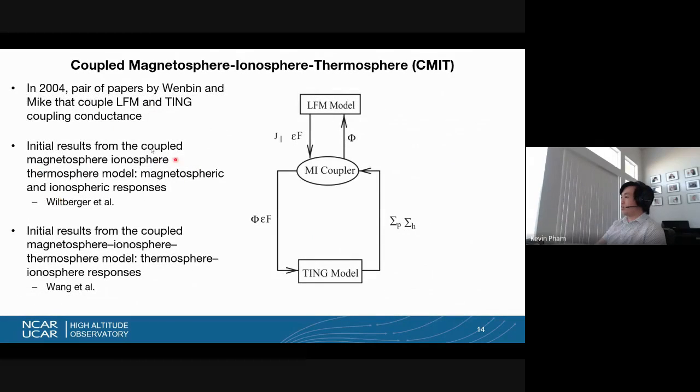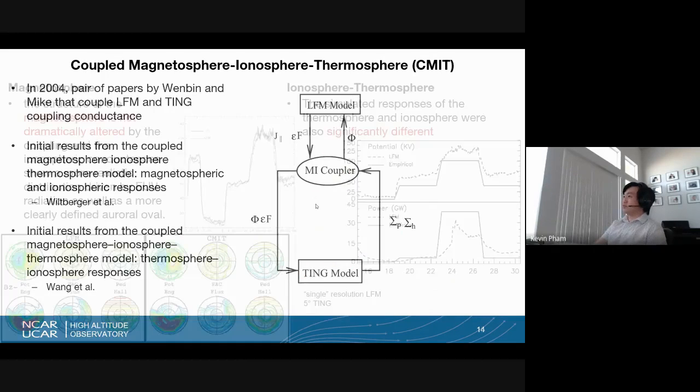Mike Wiltberger looked at the magnetosphere side of things, and Wenbin Wang looked at the ionosphere thermosphere side of things. The way that it works is that LFM provides the field line currents to the magnetosphere ionosphere coupler. The coupler solves for the potential and passes the potential to LFM. It also passes the potential and precipitating electrons to TING. TING provides the conductance back to the coupler. This is how you couple in the conductance here.